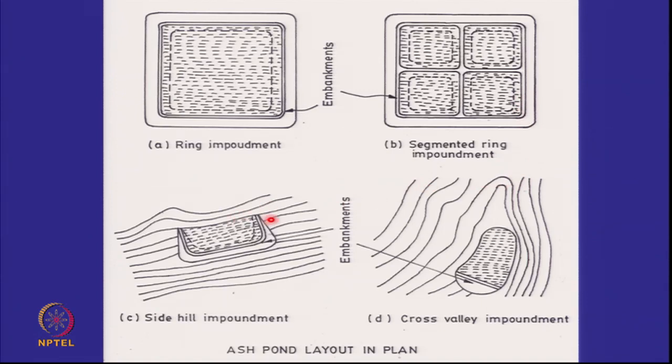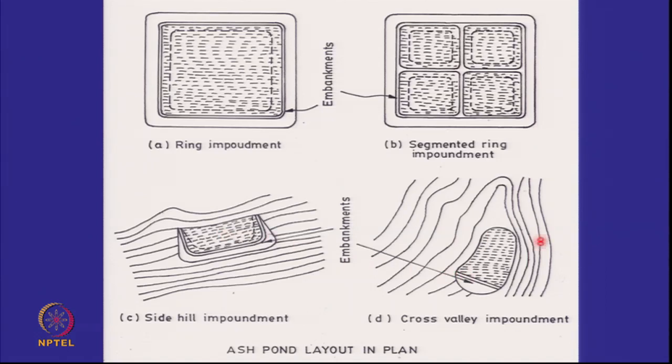If you look at it from the top, if it is a sloping ground, sloping downwards like this, then you can have a side hill impoundment. There will be no embankment on this side. The maximum height of the embankment will be here, and the slurry will be stored here.